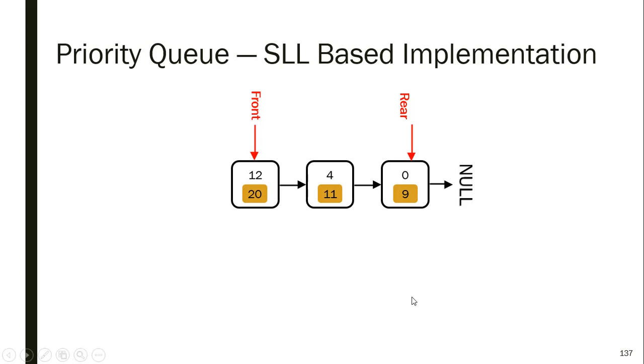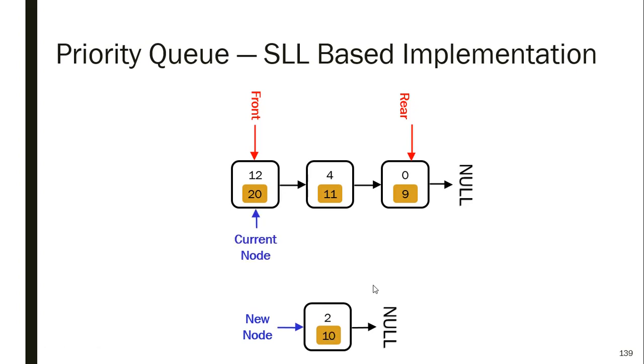We can also implement it using linked lists. For example, if we implement it through a singly linked list, it's very easy. There are 3 values in the list, and you are to insert this new value 0, whose priority is 11. So you create a new node for that. And what you are going to do is run a loop. Current node is equal to front.